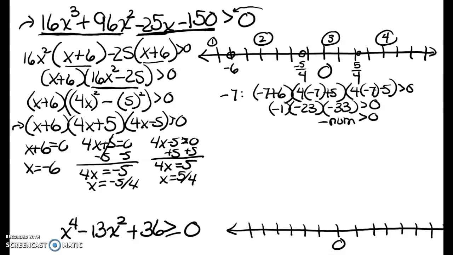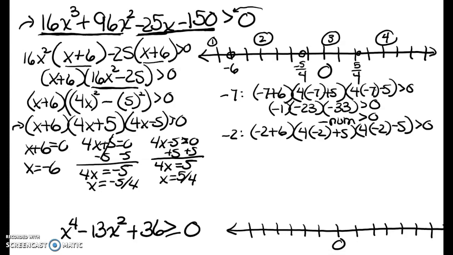So now let's find a number in region 2 to test. I'm going to choose negative 2. So I'm going to say negative 2 plus 6, 4 times negative 2 plus 5, and 4 times negative 2 minus 5 greater than 0. I get 4.